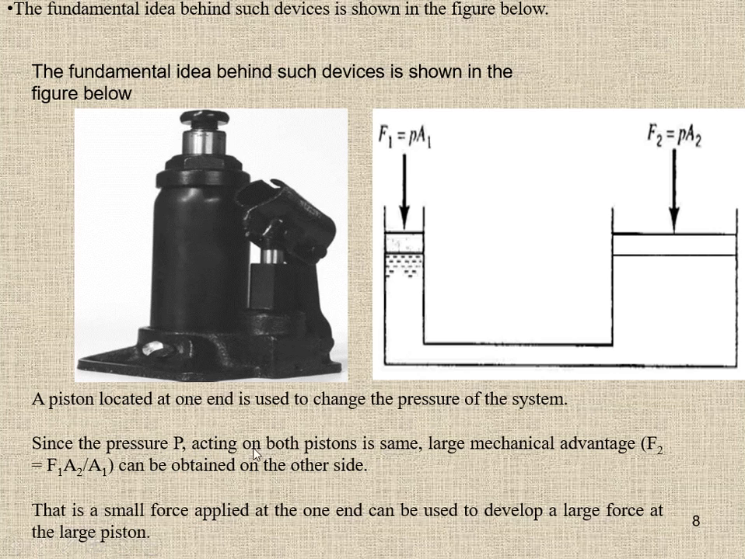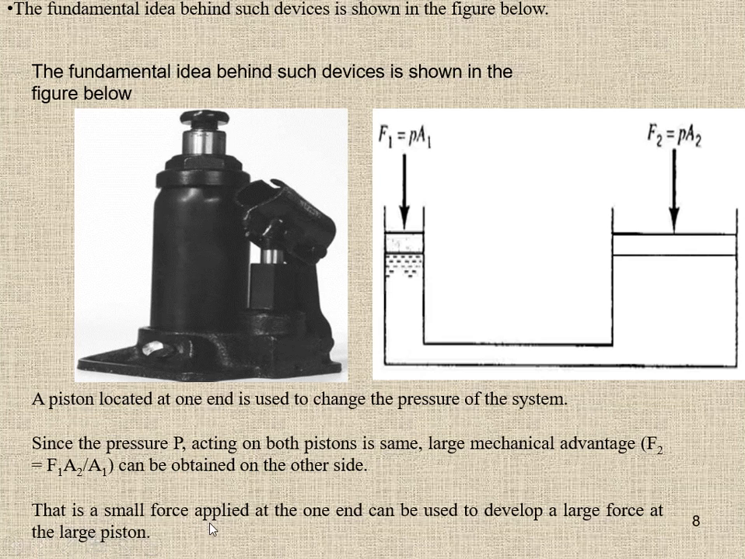Since the pressure P acting on both pistons is the same, a large mechanical advantage can be obtained on the other side. So if we compare F1 over A1 and F2 over A2, with pressure equal, what will happen? F2 is going to be F1 A2 over A1. Since A2 is greater than A1, F2 will be greater than F1.